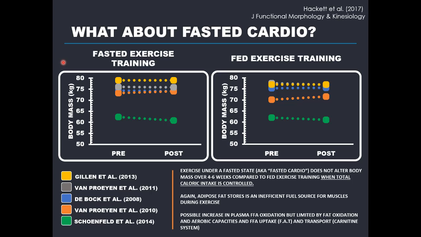Now, in this 2017 paper, the authors analyzed 5 individual studies that examined the effects of fasted exercise training. So in these studies, generally one group performed fasted exercise 4 to 6 times per week for 4 to 6 weeks, and the other group performed the same exercise but in a fed state. Now, when examining all these studies together, fasted exercise training yielded no changes in body mass compared to the fed exercise training. Now, the key aspect of these findings in culmination is that total daily caloric intake was controlled across the 2 treatment groups, meaning both groups in each study had similar caloric intakes.